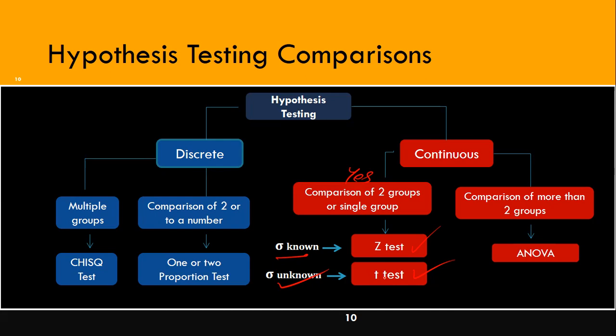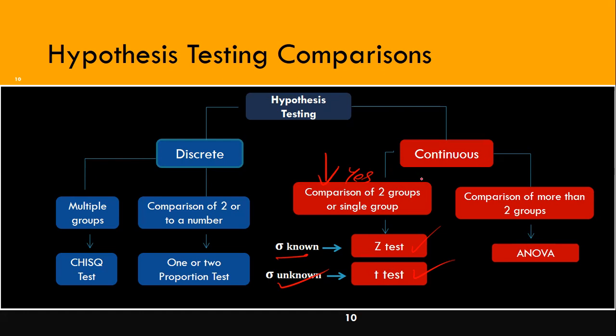Both the z-test and t-test you can conduct with one sample or two independent samples. Apart from this, yes, mine is a continuous variable, but I want to compare more than two groups. So here there is a limitation. If you want to compare two groups, two independent samples, or a single sample, then these tests are available. Again, there is a condition: if you know the population standard deviation, go ahead and conduct the z-test. If you don't know the population standard deviation, then you need to do the t-test.